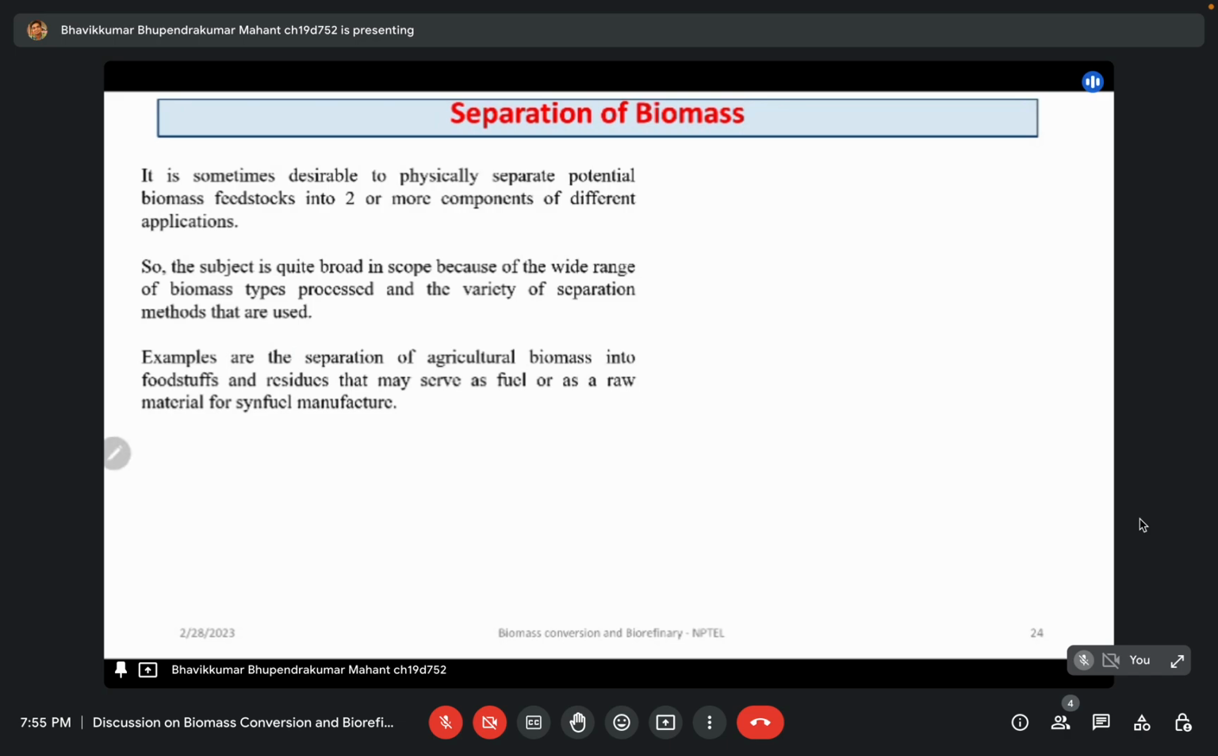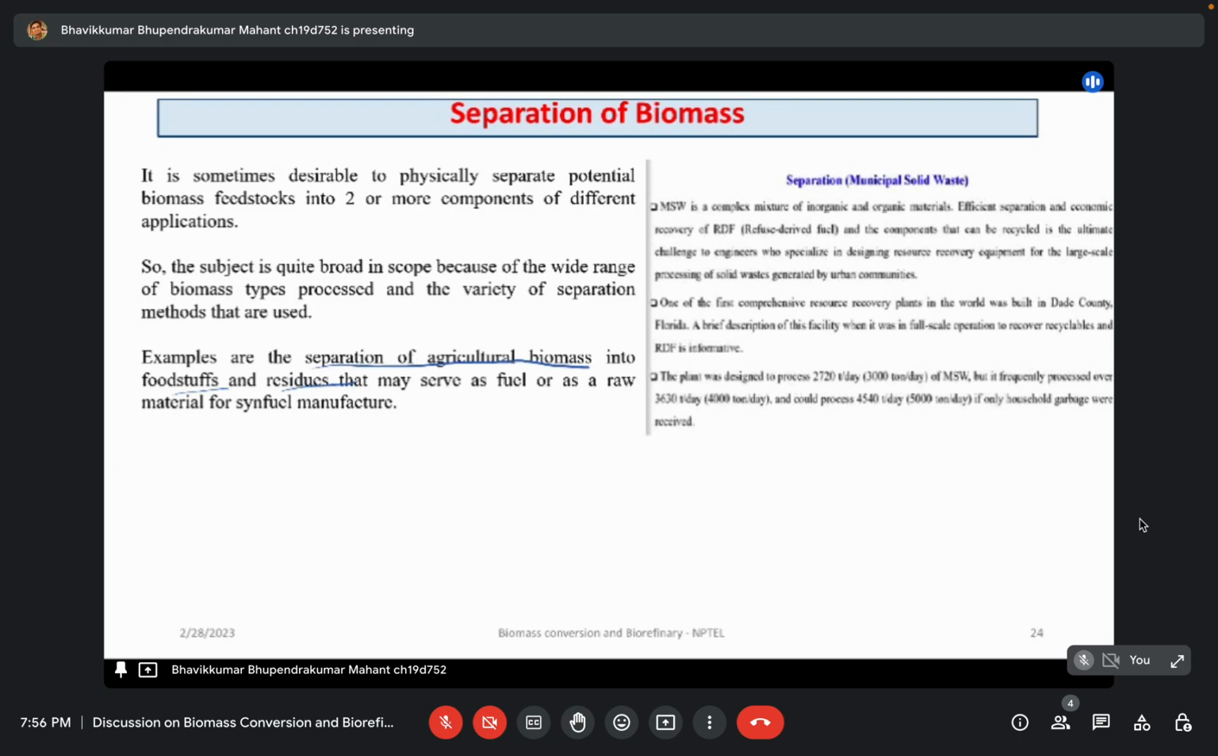So if you want to go for example, then separation of agriculture biomass into foodstuffs and residues that may serve as a fuel or as a raw material for the fuel manufacture. So if you have agriculture biomass, then some food part is there, you can convert into one part, and another is the residues of that part. So this can be one example.